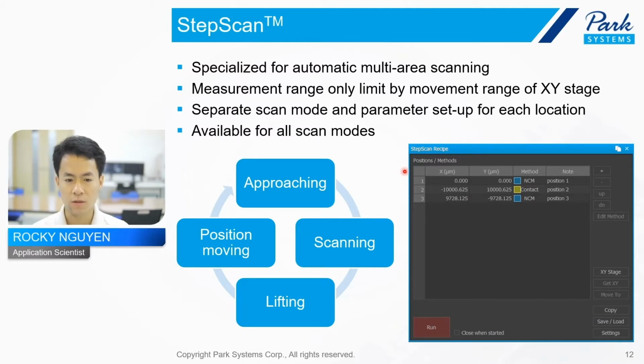So when you run the step scan function, at first is the approaching process, in which the tip will be approached to the sample surface, and the scanning will be started automatically. And after scanning is finished, the tip will be lifted from the surface and moved to the next preset location. And this process will continuously loop until all the positions finish scanning.